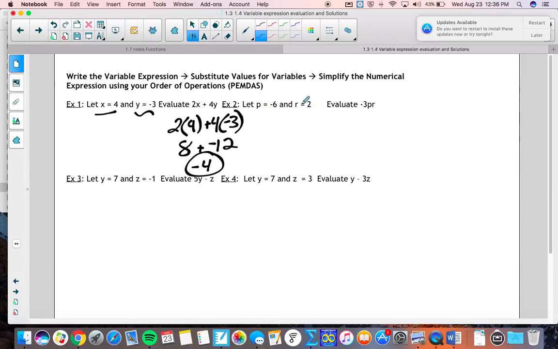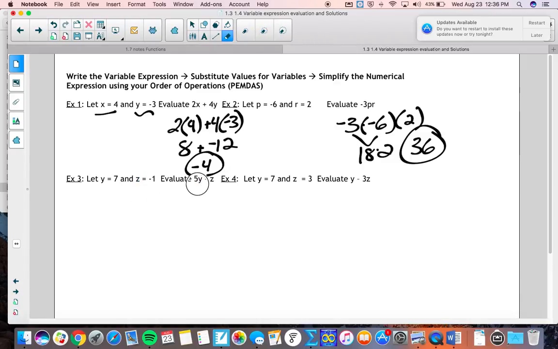Let p equal -6 and r equal 2. So evaluate -3 times p times r. So -3 times -6 times 2, which would be 18 times 2, which is 36. So that's the idea here. You can go ahead and pause it and race me through and just check your answer here on this next one.